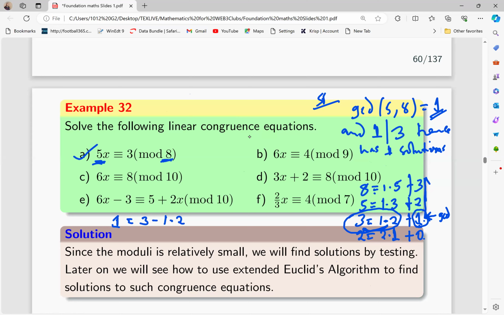Now replace the next remainder. We are done with the last remainder. The other remainder is this 2. So this will be the same as 3 minus 1 multiplied by this remainder 2. What is this 2 in terms of the other 2 numbers? It's the same as 5 minus 1 multiplied by 3.